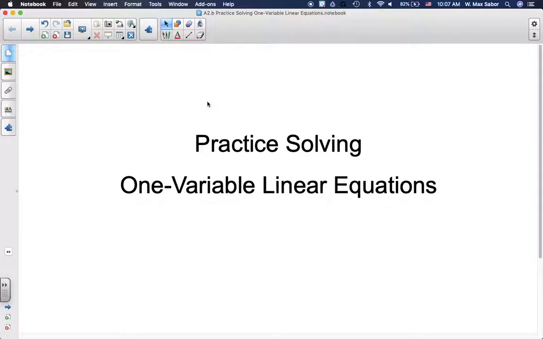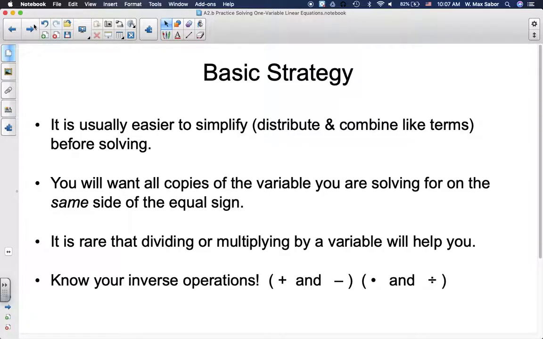Practice solving one variable linear equations. One variable linear equations are important enough that we have to be 100% on them to go throughout the school year. Remember, our basic strategy is to usually simplify before solving. So we're just starting with distributing usually, then combining like terms, then solving. You want all copies of the variable on the same side of the equal sign.